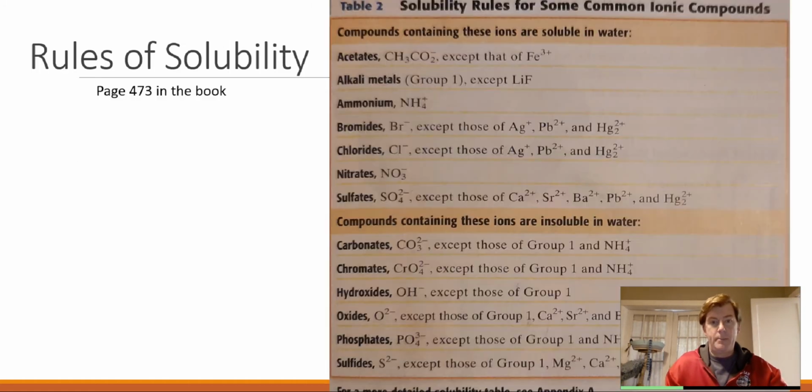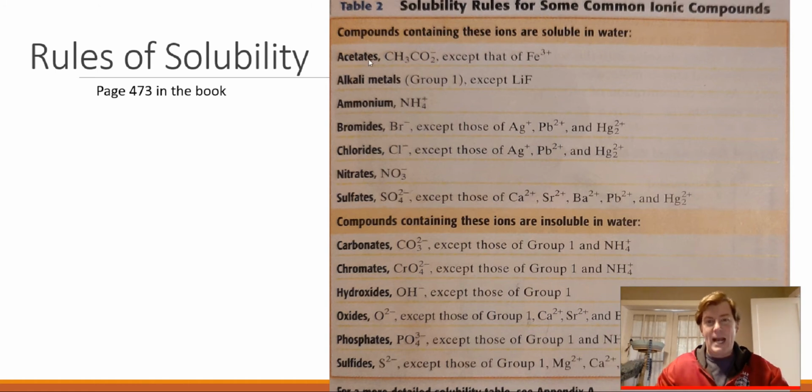So when that happens, here are the rules that'll tell you when it will dissolve and when it will not. This is straight out of the book, page 473 in your books. And I'll explain how these rules are set up. These on the upper part are the rules that are telling us what will dissolve. So there is kind of a hierarchy here. These upper rules will supersede any lower rule. So I'll explain how that goes here.